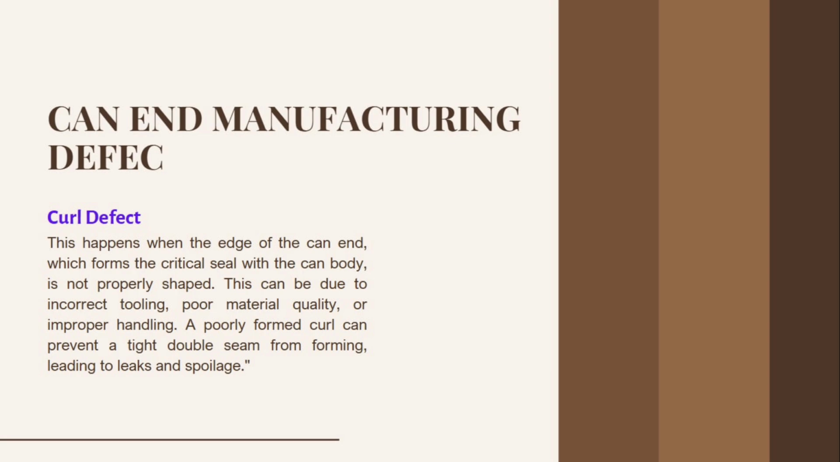The curl of a can end is carefully designed to form a tight, secure seam with the body of the can. If the curl is too loose or uneven, it can prevent the double seam from forming correctly, leading to leaks and potential spoilage. This can happen if the end material is too hard, the curl tooling is worn, or the forming process is not properly controlled. So to avoid curl defects, regular maintenance of forming tools and strict quality checks are essential.